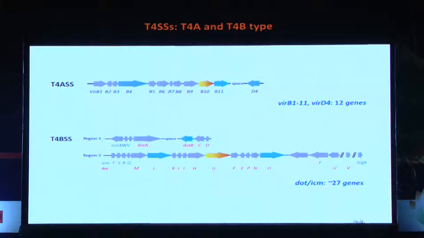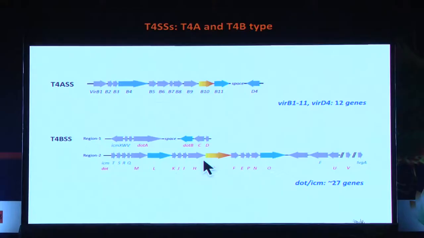In terms of genetic composition, bacterial type 4 secretion systems have been divided into two classes, type 4A and type 4B. Type 4A has about 12 components, and the prototype for this is the Agrobacterium type 4 secretion system, which is used quite frequently in plant biotechnology. So there are 12 components, compared to type 4B, which has 27 components.